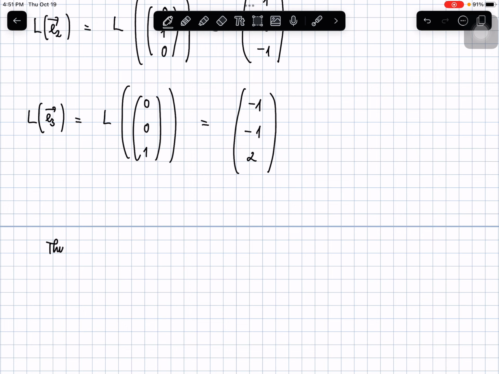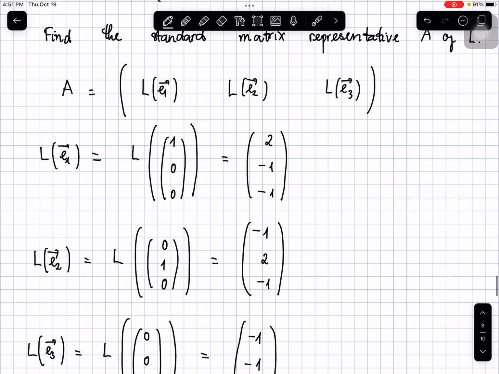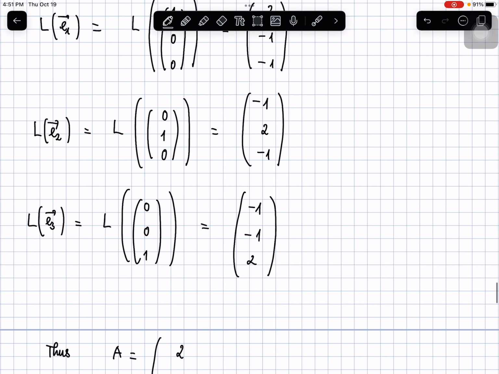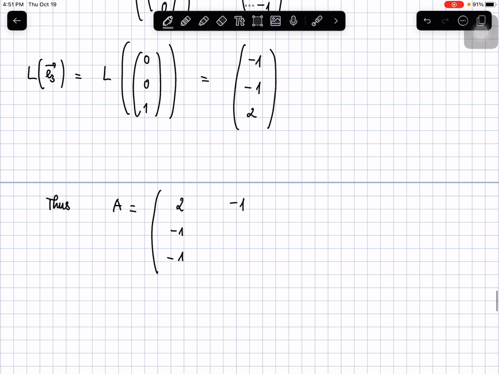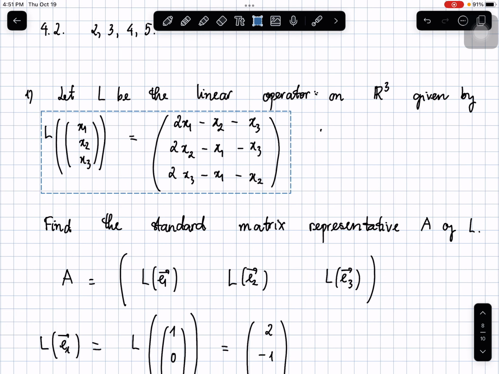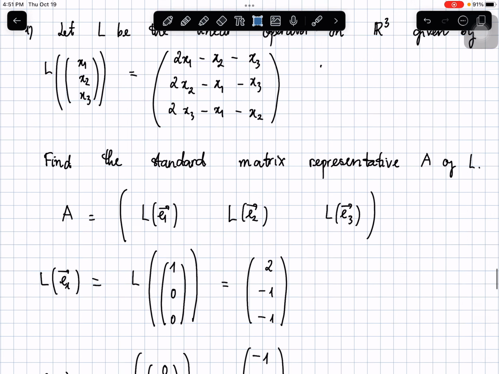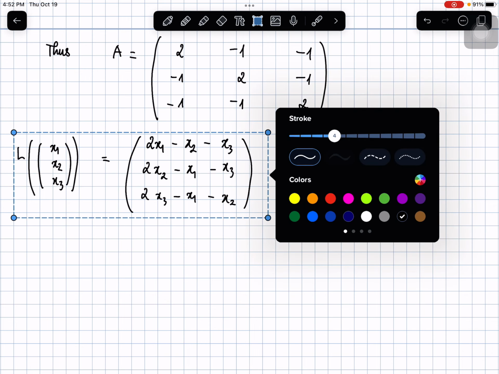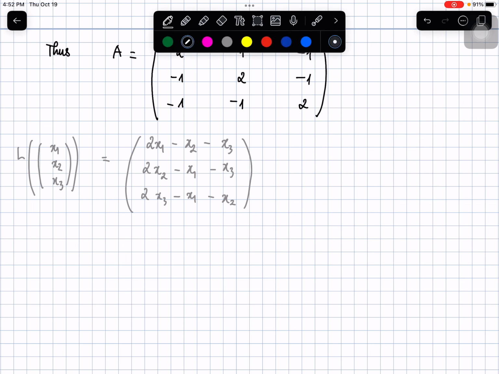So the matrix representative of F, the standard one, is: 2, -1, -1; -1, 2, -1; -1, -1, 2. And in fact we can see immediately from here that it is just this matrix A.